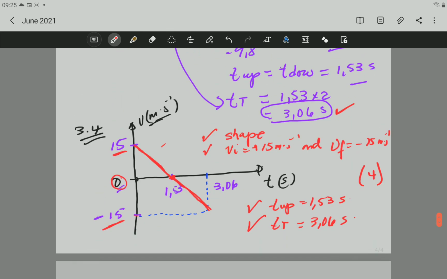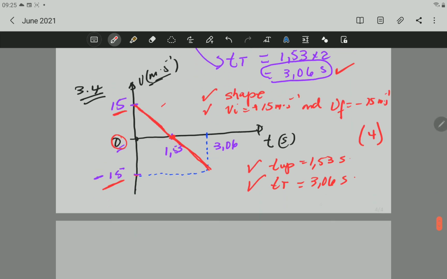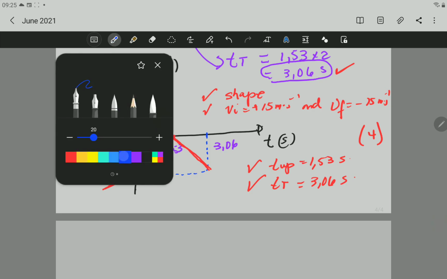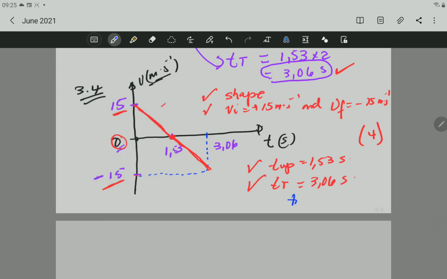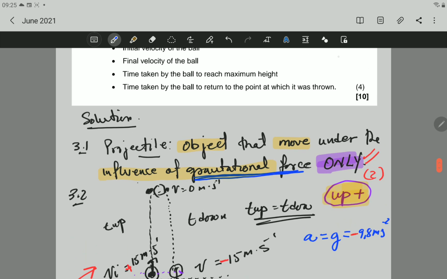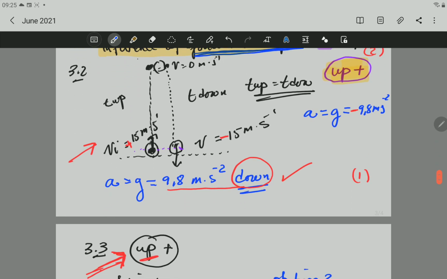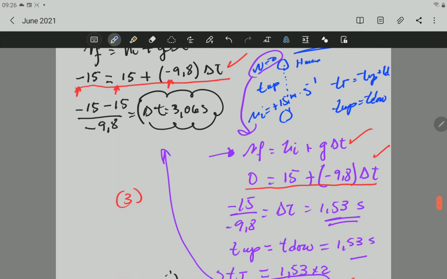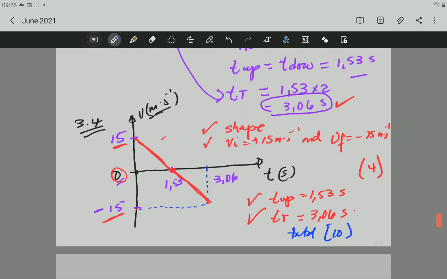This is question 3, and the total mark for the whole question, let me write it in another color so you can see it, is 10 marks, right? There you get 2 marks for the definition of projectile. This definition is always in the examination, either projectile or free fall. There is 1 mark for saying that the acceleration is 9,8 downwards. There are 3 marks for the calculation of the total time, and then 4 marks for the drawing of the graph.